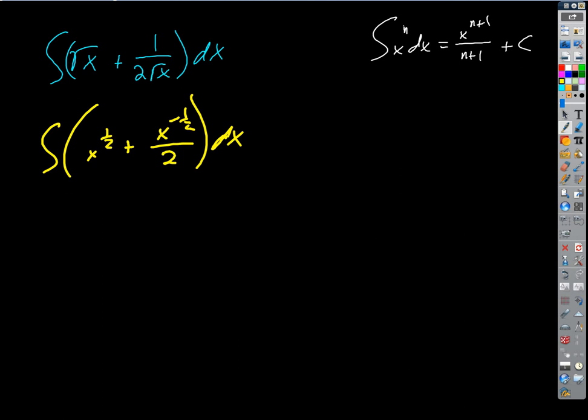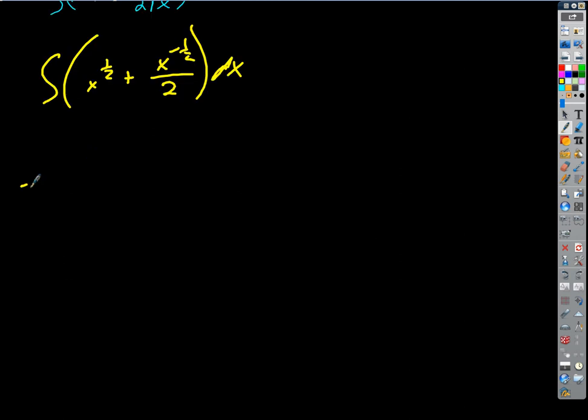Okay, Emily, what am I going to get from this one? What's the antiderivative of x to the 1/2? x to the 1 and 1/2, so 3/2. Good. x to the 3/2, so 1/2 plus 1, divided by 3/2, but we don't divide by a fraction, instead we multiply by the reciprocal. So we would just do that.